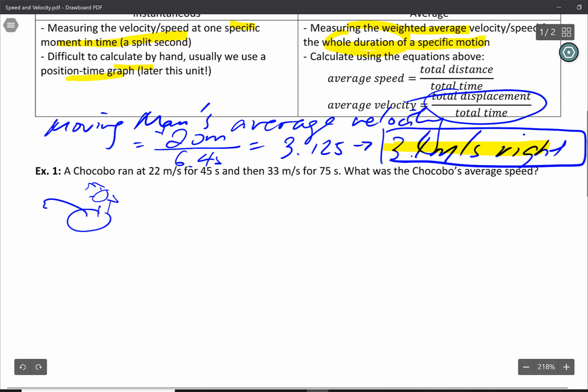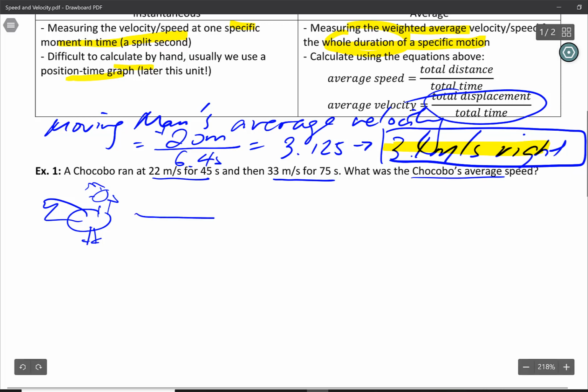All right. So we have a bird, and the bird is going to run at 22 meters per second for 45 seconds. That's his first motion, and then 33 meters per second for 75 seconds. What was the chocobo's average speed? Every time you first start with a question, a good idea, number one, is to draw a picture. It helps you visualize what's happening. Notice the chocobo runs at a smaller speed, and then a larger speed for a longer time.